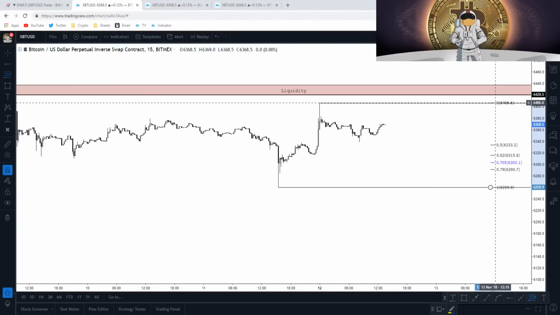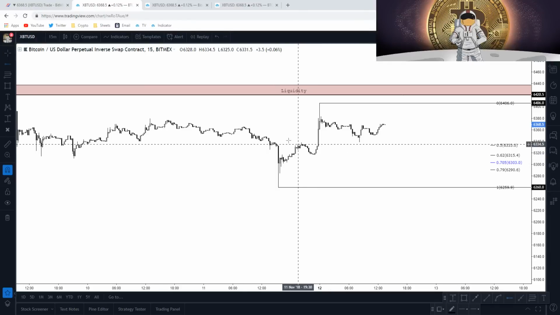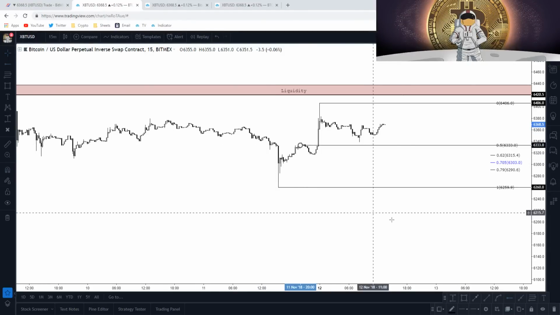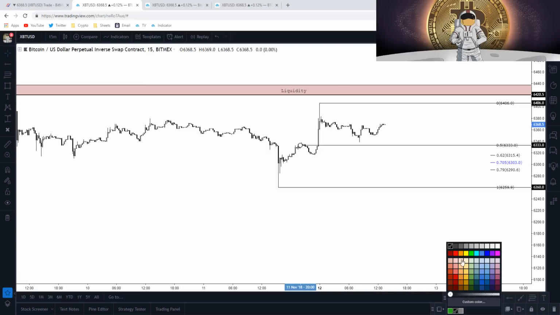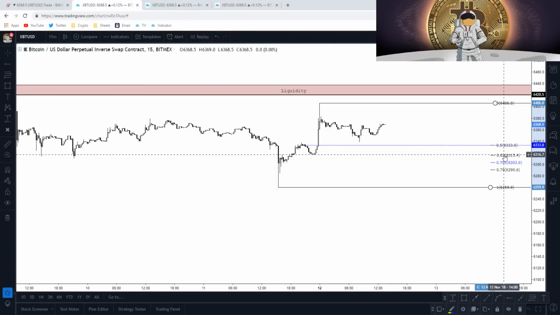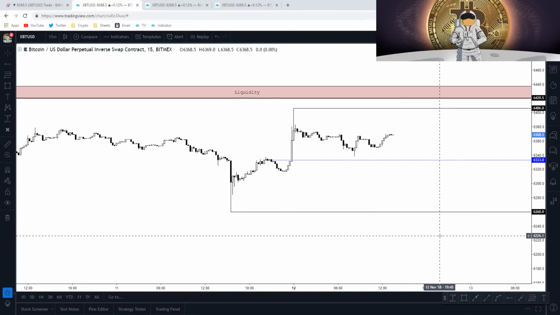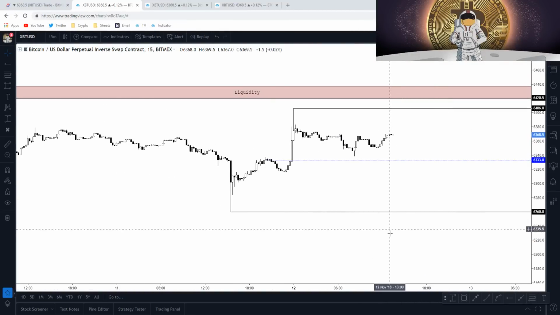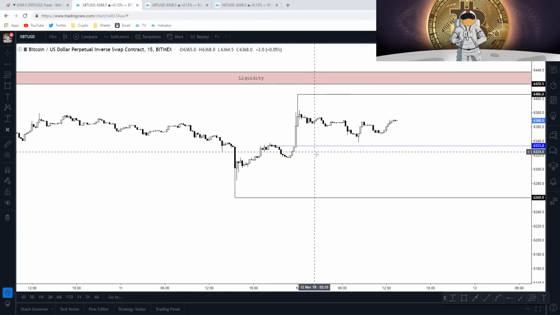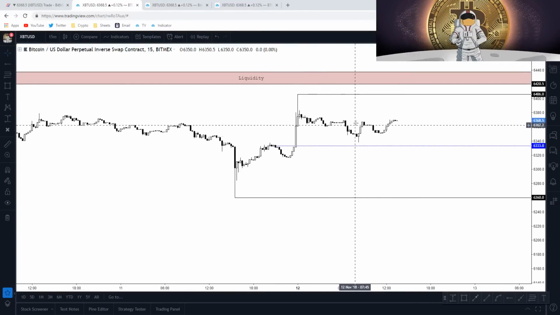Let's make this range. Okay, let's mark out our EQ. Like I said, I'm very OCD with my ranges. So what can we get from this? Can we break this down any further? Any support and resistance flips?